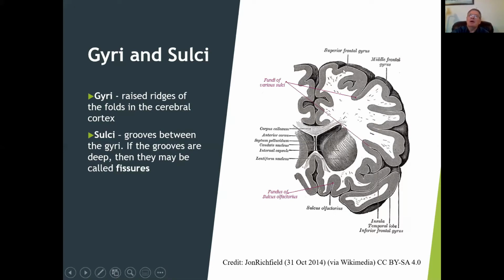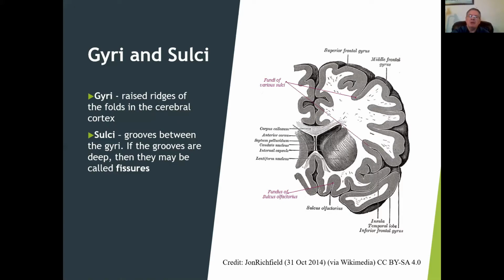Now, gyri are the raised ridges of the folds in the cerebral cortex, and sulci are the grooves between the gyri. Now, if the grooves are deep, then they may be called fissures, like the longitudinal fissure. Now, only about 1/3 of the cerebral cortex is exposed on the surface. Hence, about 2/3 of cortical surface area faces the sulcal spaces.